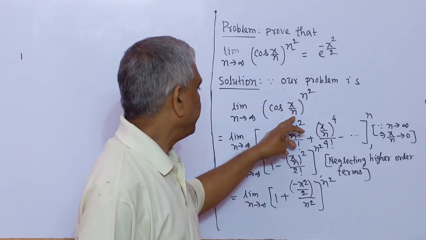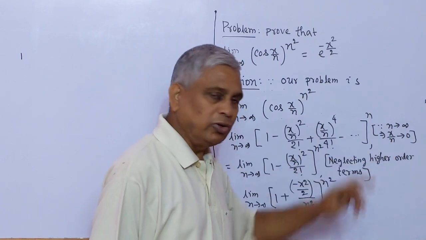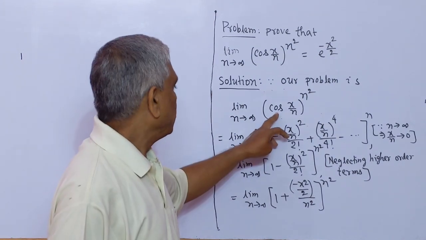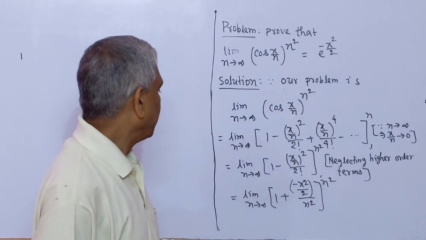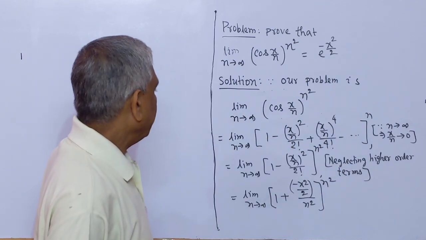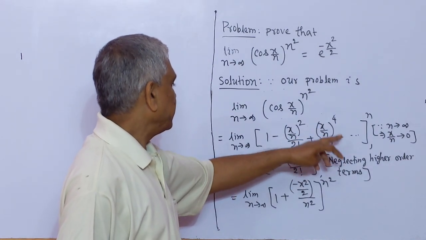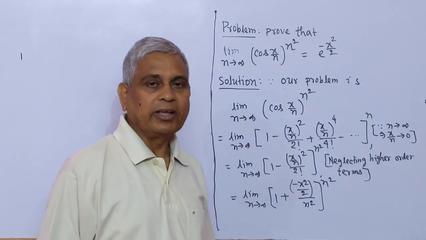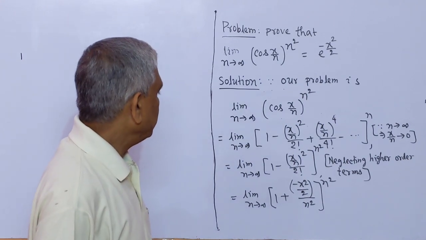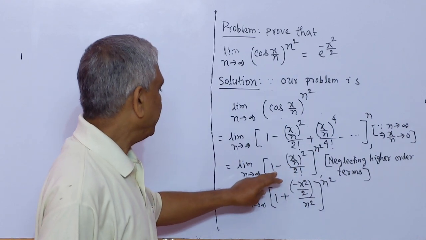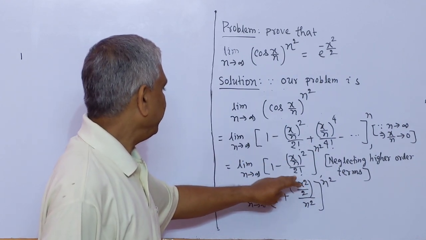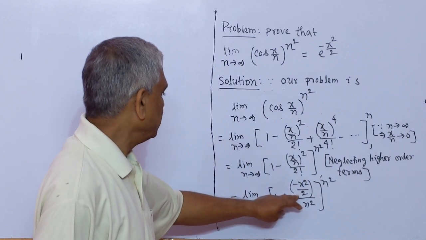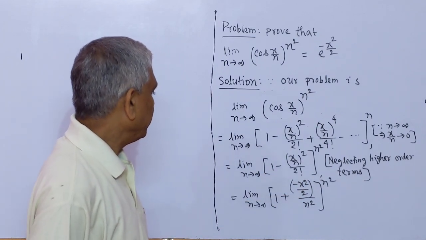Since n tends to infinity implies that x by n tends to 0, and so x by n is very small quantity. We may expand cos x by n in powers of x by n, which is this. Here we neglect higher order terms because x by n is very small, and if we raise the power it will be smaller and smaller. So we take only up to this term, 1 minus (x by n) whole square by factorial 2, which is equal to 1 plus minus x square by 2 n square, and we have power n square.